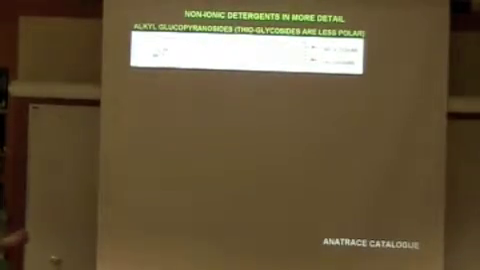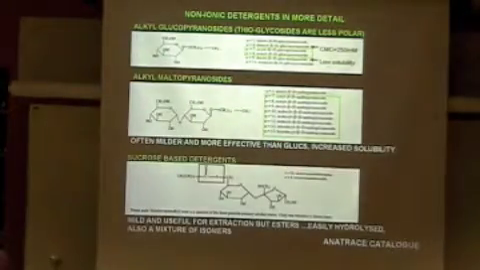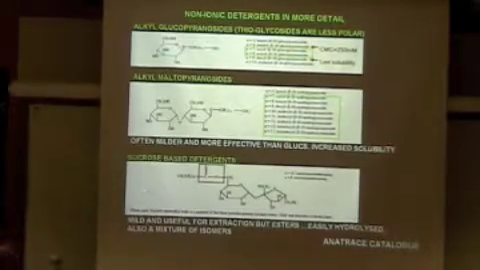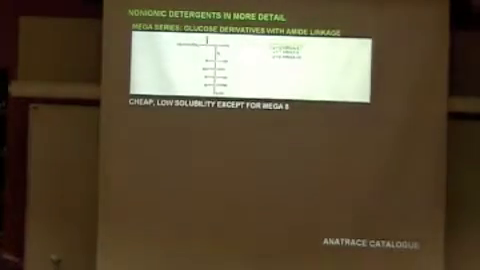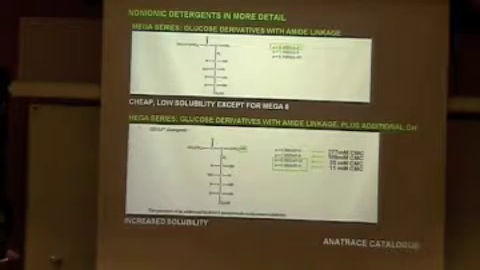Okay, so to go into non-ionic detergents in more detail, we've got things like alkyl glucosides, alkyl maltosides, and also sucrose-based detergents. Related to these, we've got derivatives of the glucose detergents. These are the detergents like the Mega series, which are shown here, and also the Hega series, which is similar to the Mega series but with an extra hydroxyl group on the end.